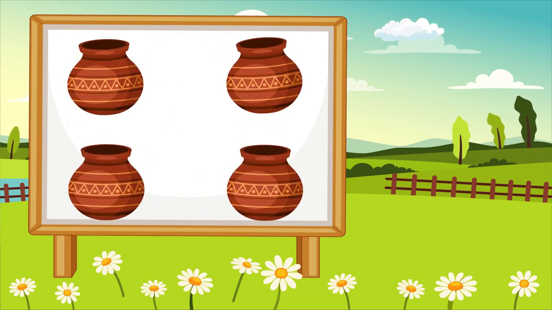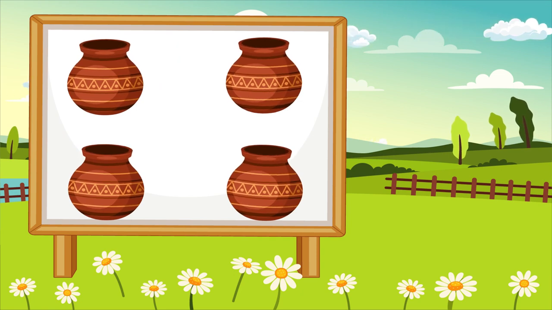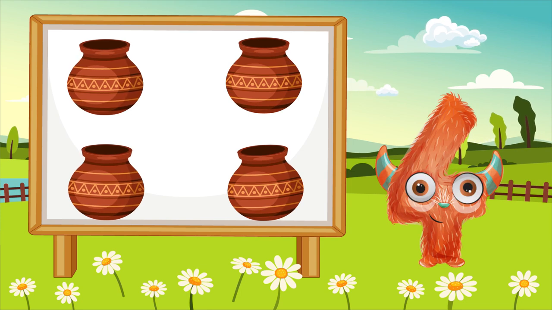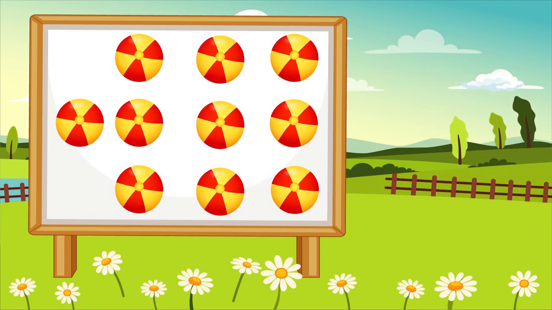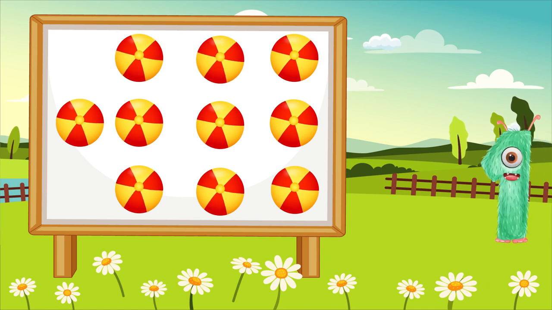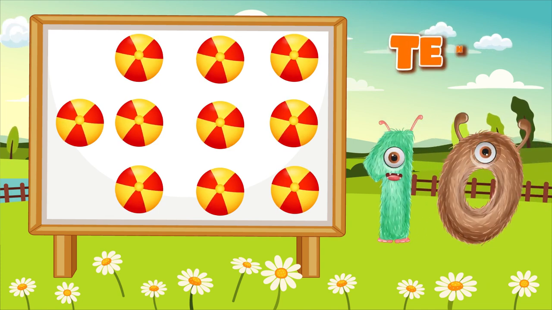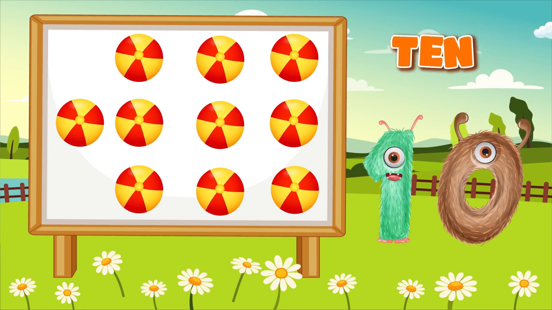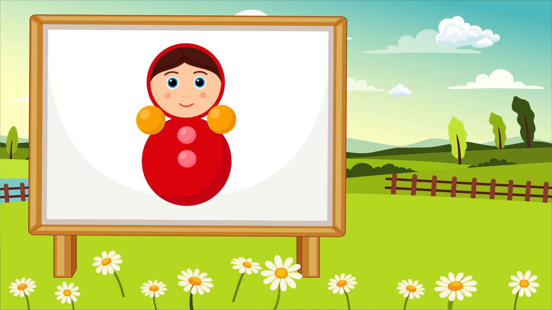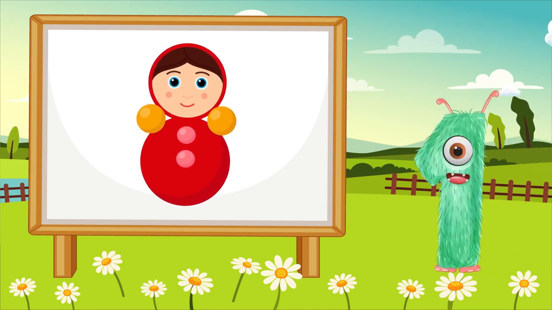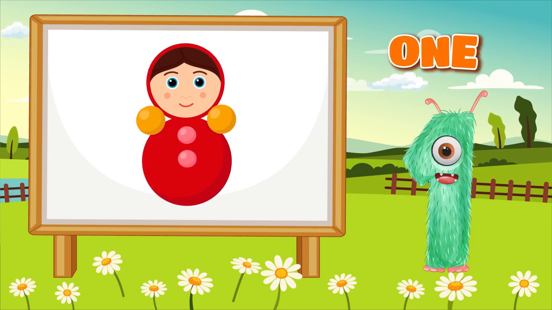How many objects are here? 4. 4 objects. Yay! How many objects are here? Yay! How many objects are here? One! One object.